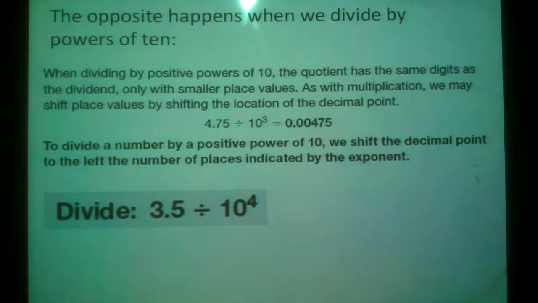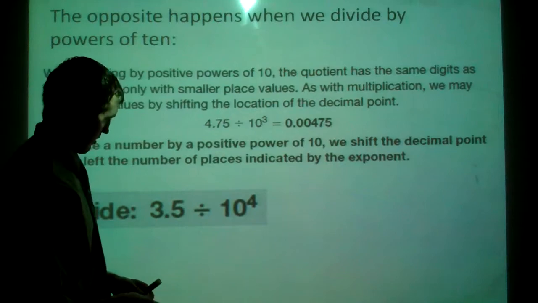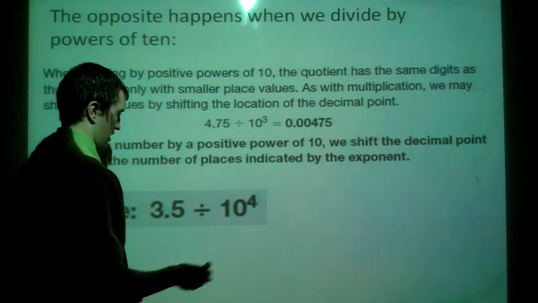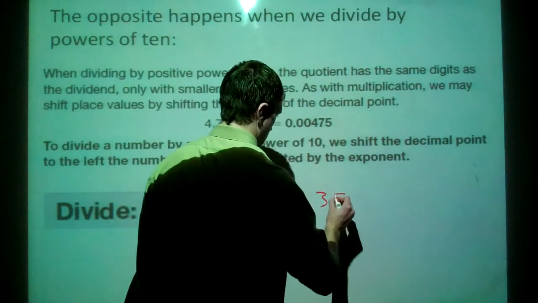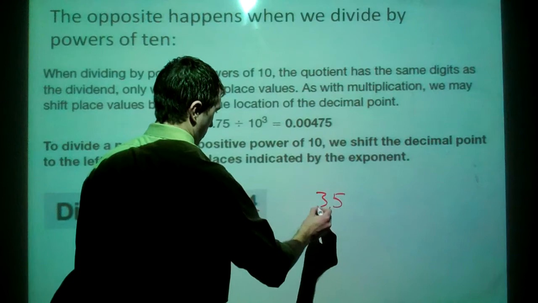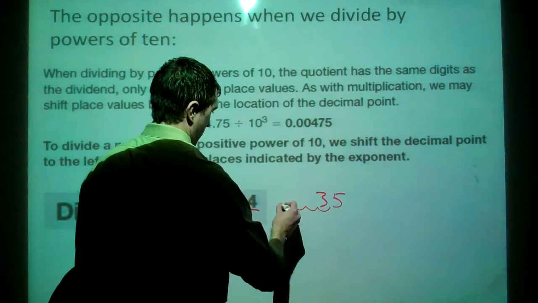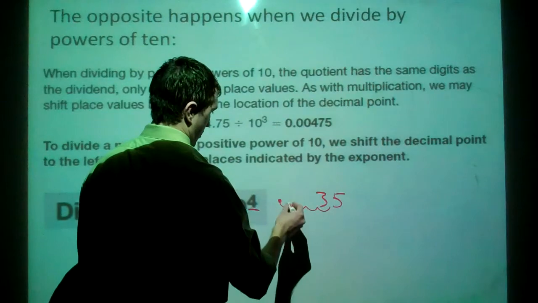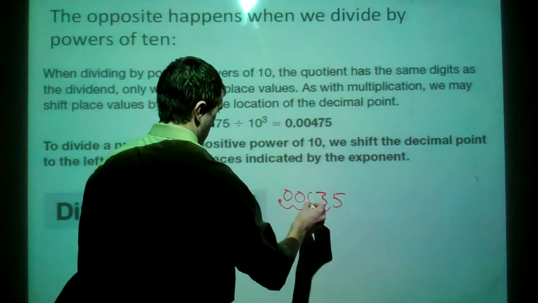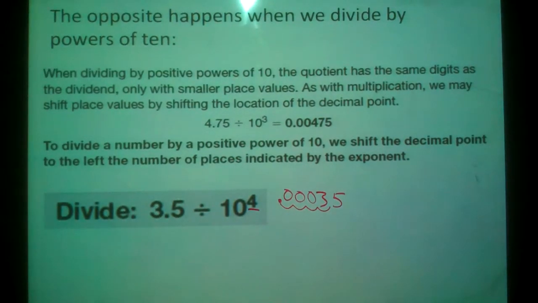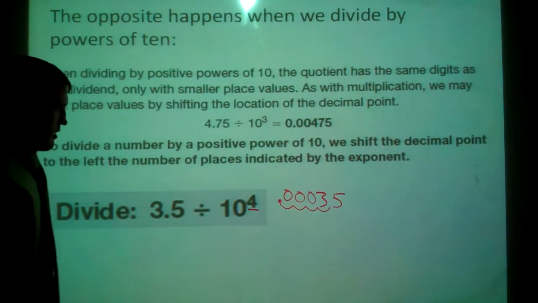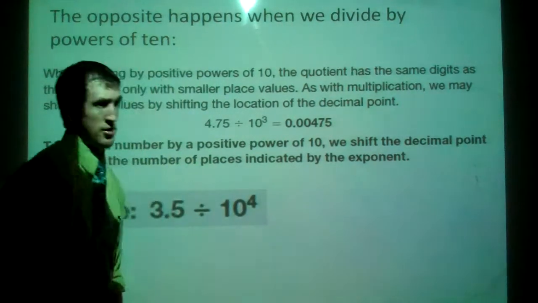So let's take a look at this one quick. We're going to take 3.5 divided by 10 to the fourth. So we're going to move the decimal 4 spots. We're going to go to the left. It's right here, so we're going to go 1, 2, 3, 4. Put our decimal there. Fill in our zeros. 3 zeros. So our answer would be 0.00035. And that's how we would use our powers of 10 to multiply or divide.